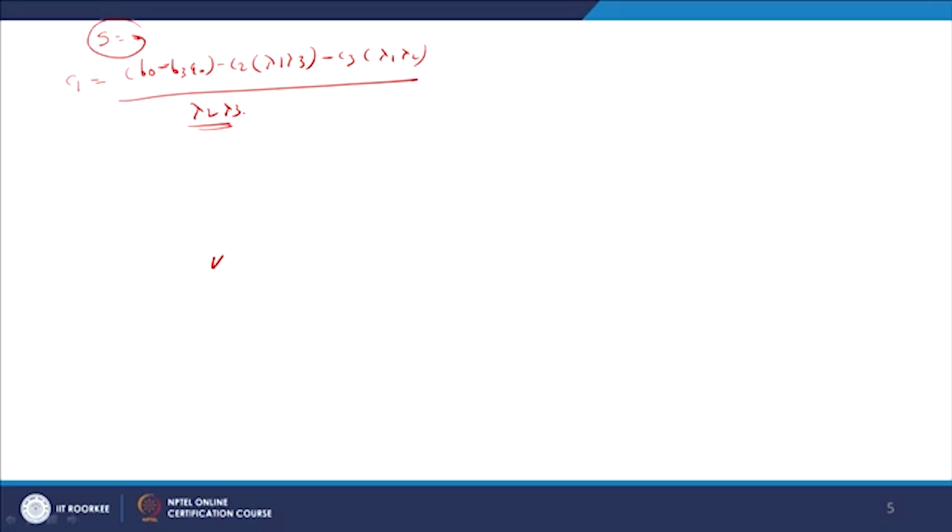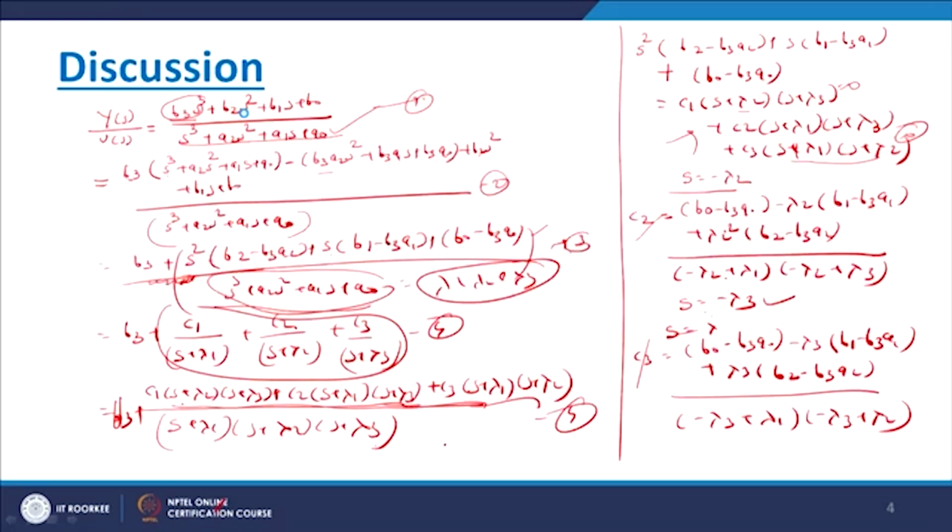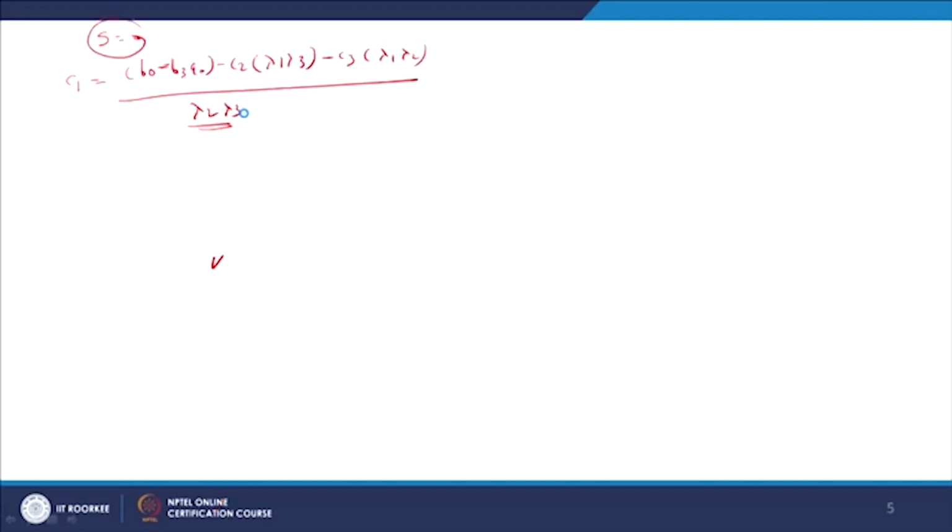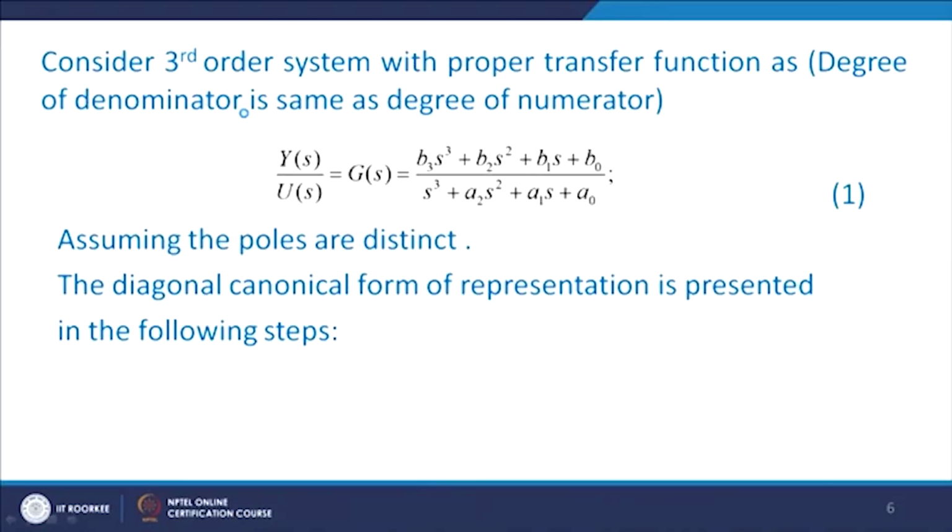So in this way we have got C1, C2 and C3. The procedure which I have told, we will see again systematically. Here consider a third order system with a proper transfer function, that is, the degree of the denominator is the same as the degree of the numerator. So we take (B3 s cube + B2 s square + B1 s + B0) over (s cube + A2 s square + A1 s + A0), assuming poles are distinct.